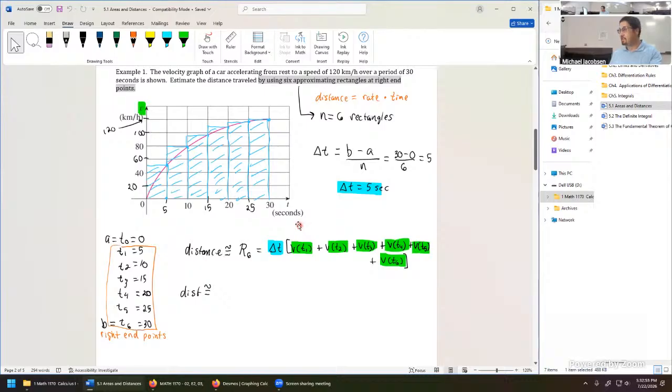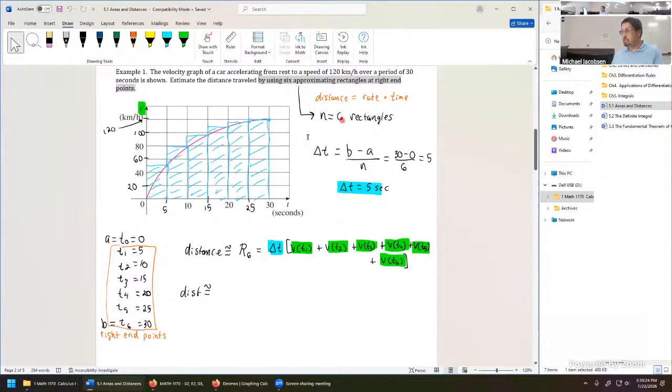We're trying to find the estimated distance traveled by a car whose velocity graph in red is provided. It accelerates from rest, 0 miles per hour, to a speed of 120, not miles per hour, 120 kilometers per hour after 30 seconds. We found that we want to use 6 approximating rectangles at right endpoints to estimate the distance.